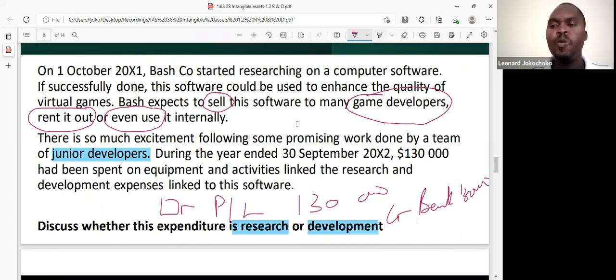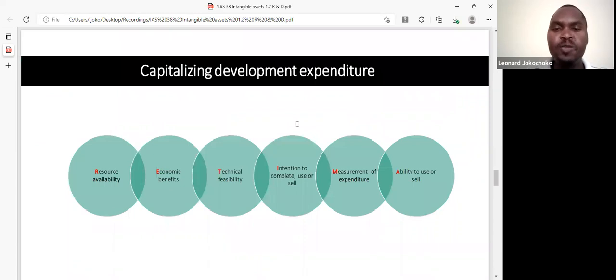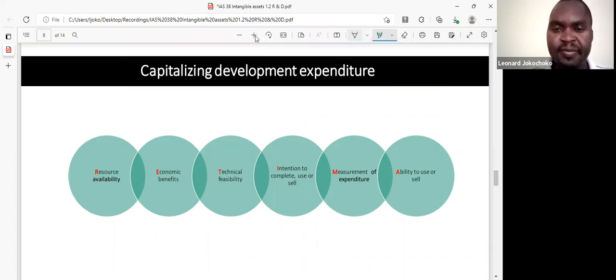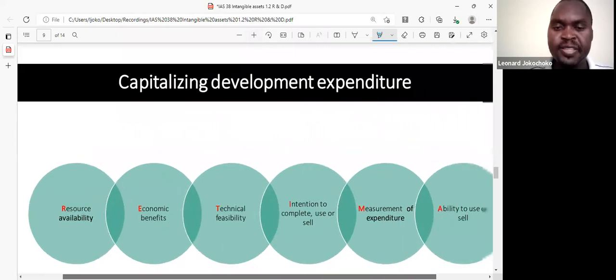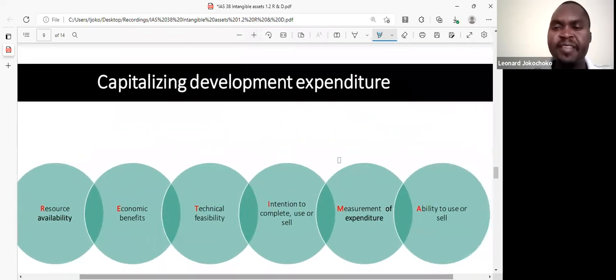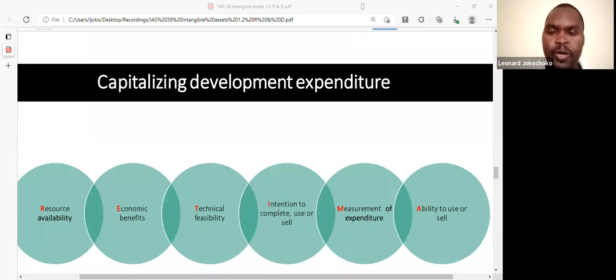Now that we know how to distinguish between research and development, let's see when do we decide to capitalize development expenditure? There are 6 features which should all be present. All of them. If one of them is not there, you are not allowed to capitalize the expenditure. Thus, when you test, there is no particular order which you must use to test. However, you need to ensure that all the 6 items are present.